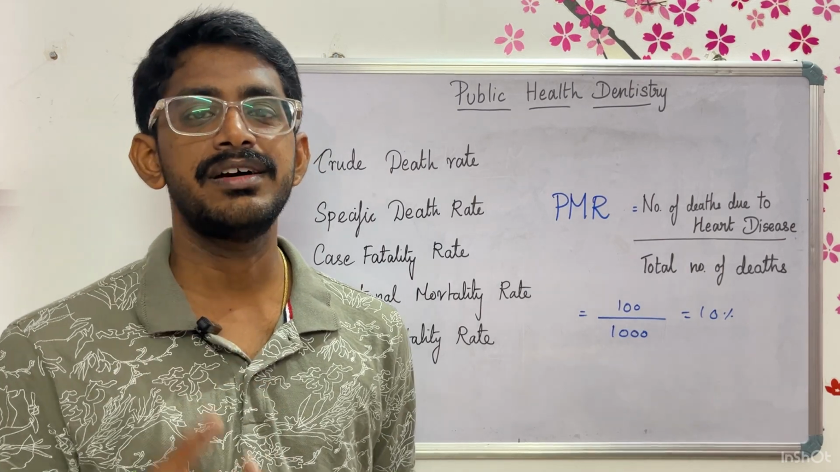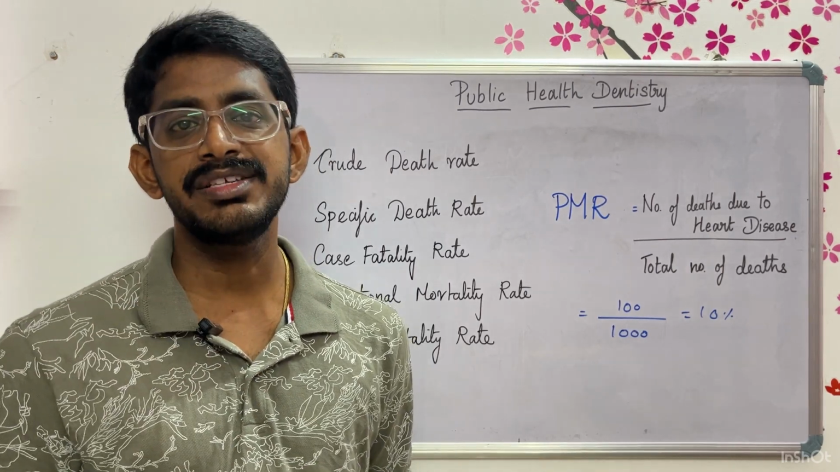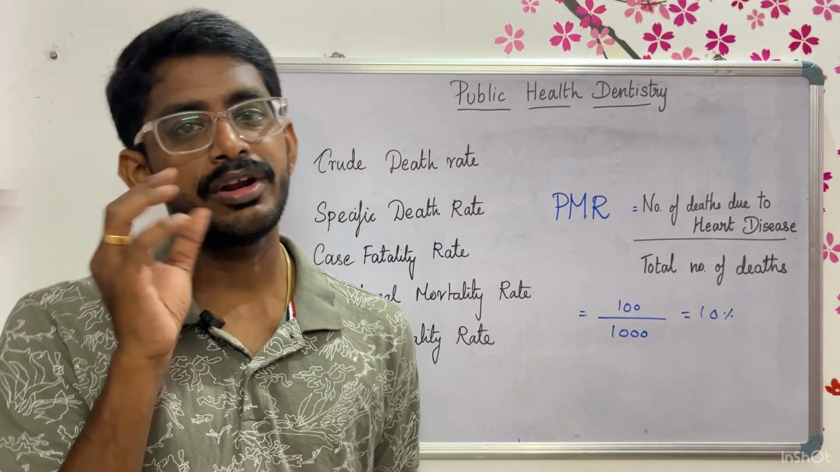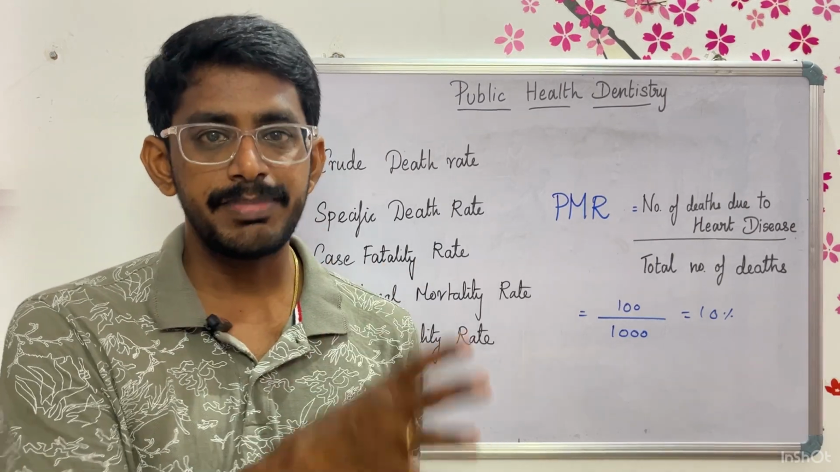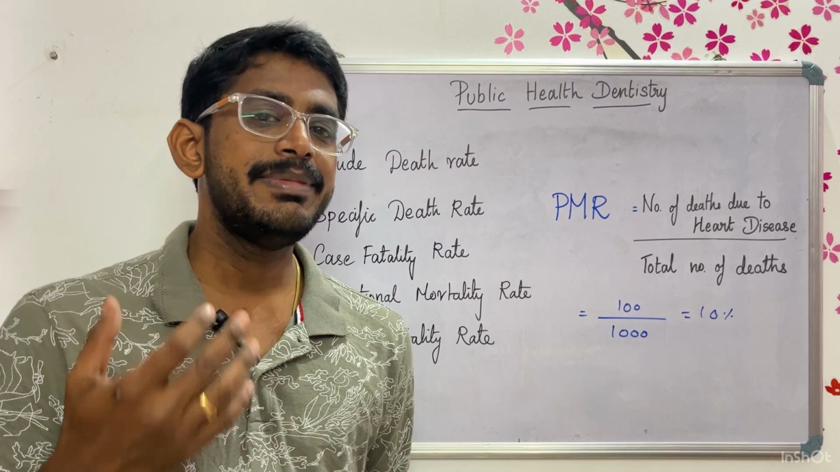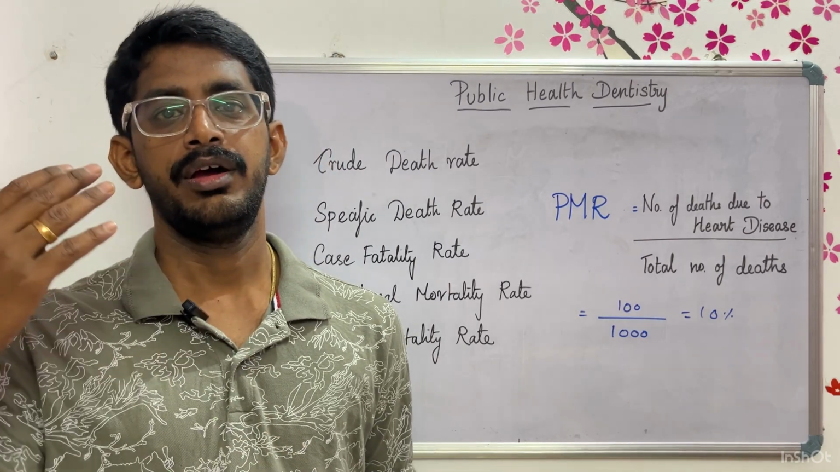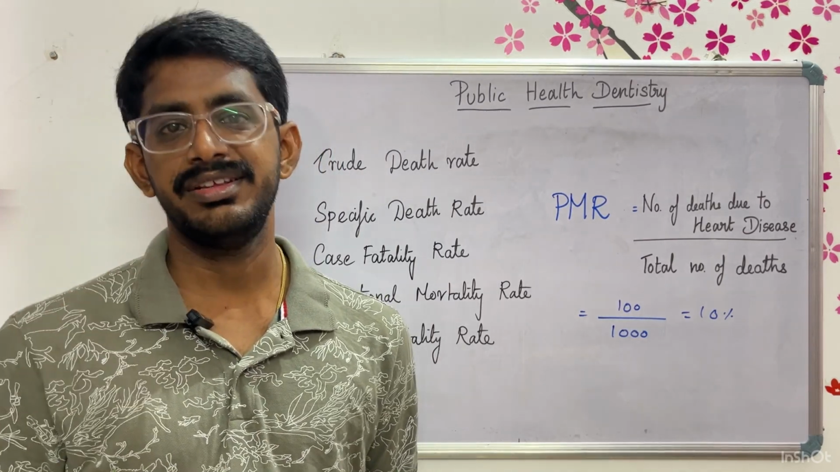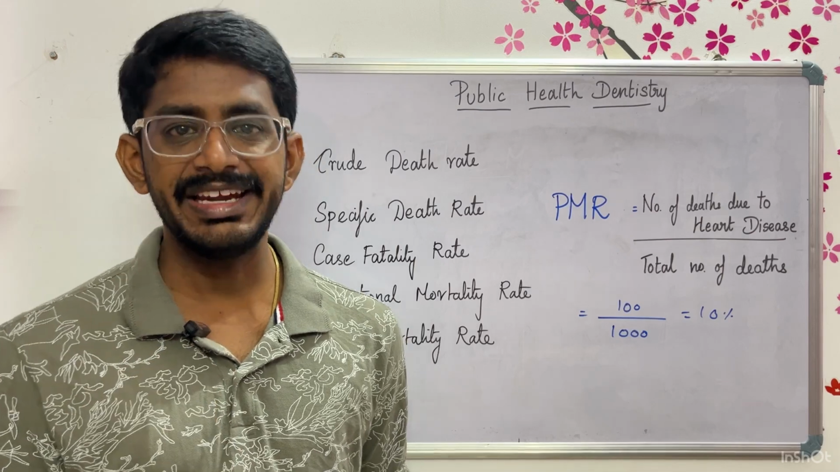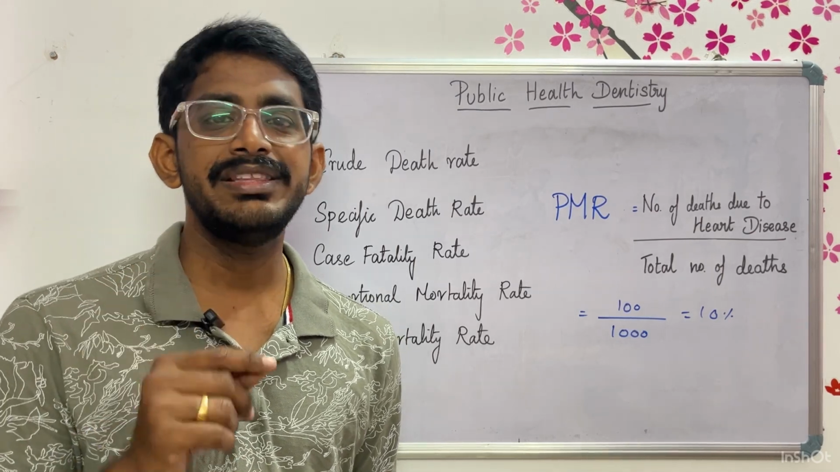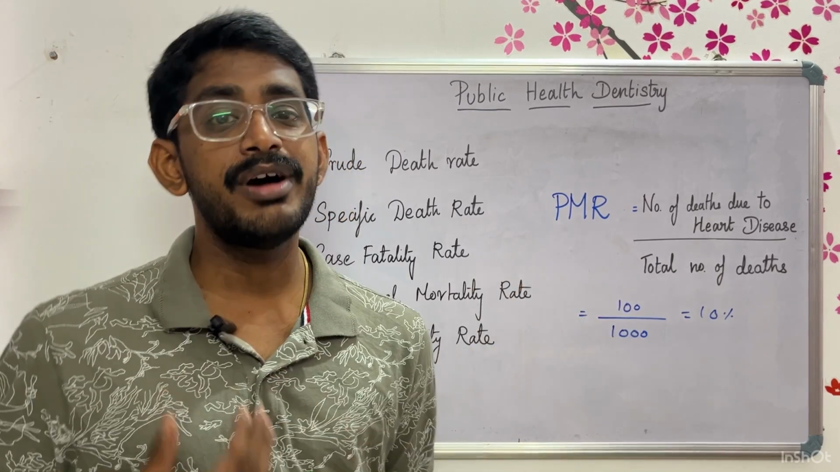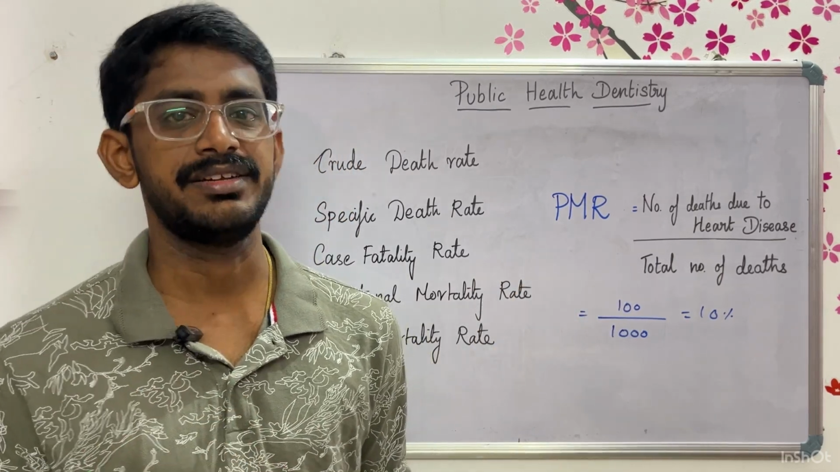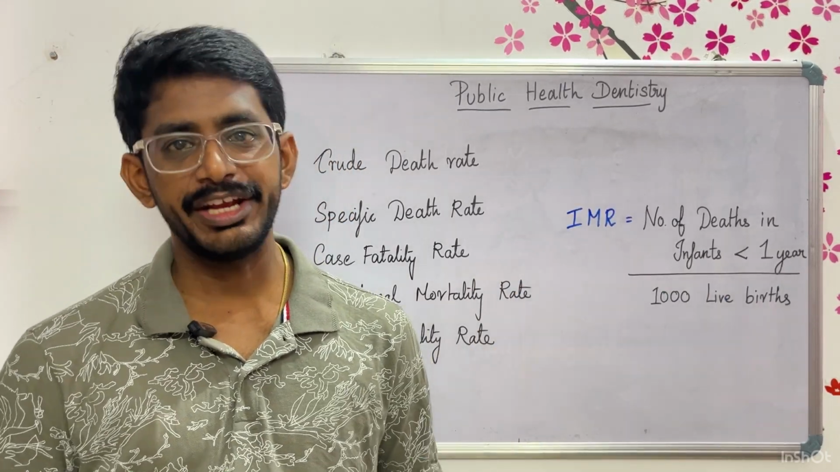So this gives the number to the policy makers to enable them to curb or control certain diseases. They will understand that if you control this particular disease, how many people will be saved from dying in that particular country or in that particular region. So that is why proportional mortality rate is considered as the one that describes the burden of the disease in a community. In our case, the burden of heart disease is 10%. Now let's come to the last indicator of mortality.